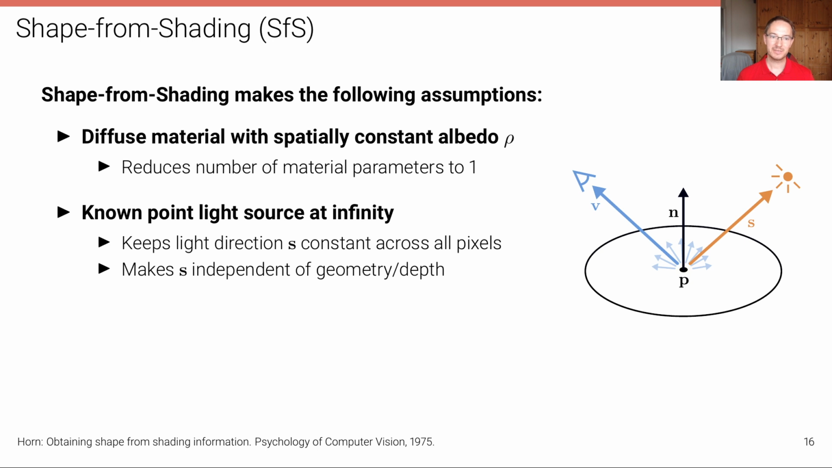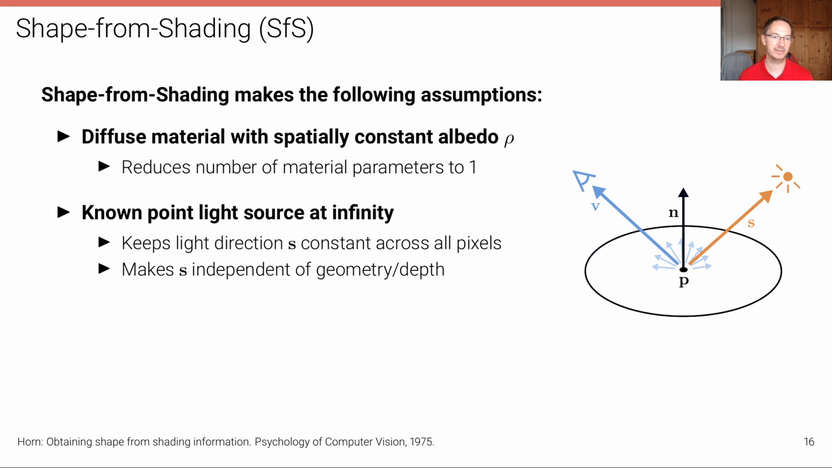The second assumption that we make is that the point light source is at infinity, or at least sufficiently far away that we can consider it equivalent to infinity. The reason is that then the light direction S is constant across all the pixels. If it were very close to the object, then depending on the pixel that I observe, the light orientation would change. But we assume the light source is far away, so that no matter where I am in the image or on the surface of the object, the orientation for the same normal is the same. This makes S independent of the geometry or depth.